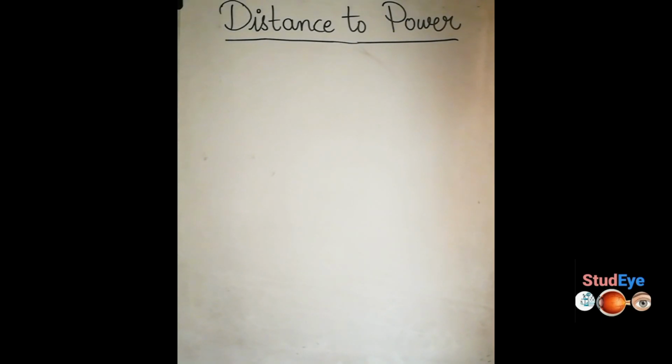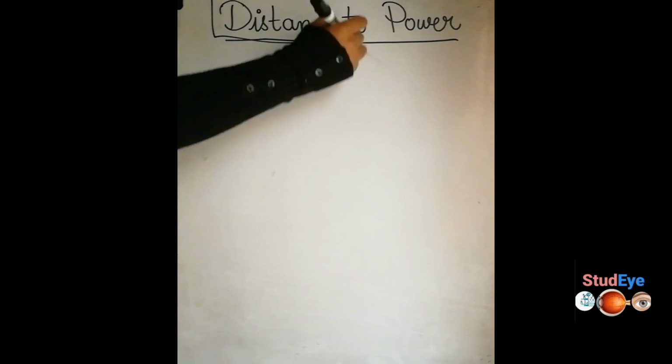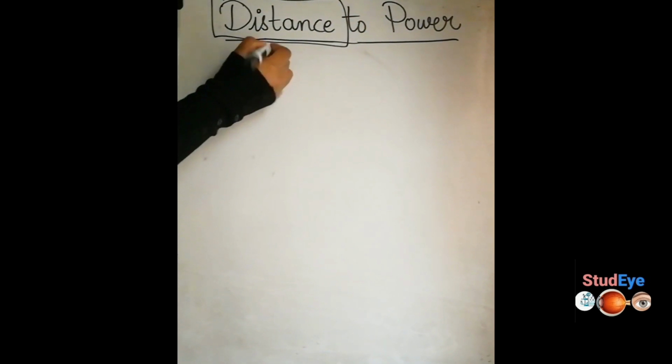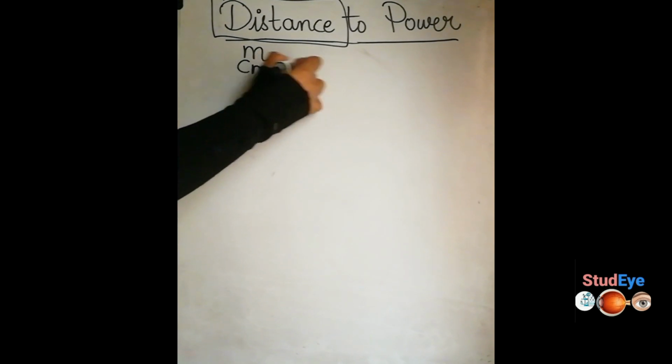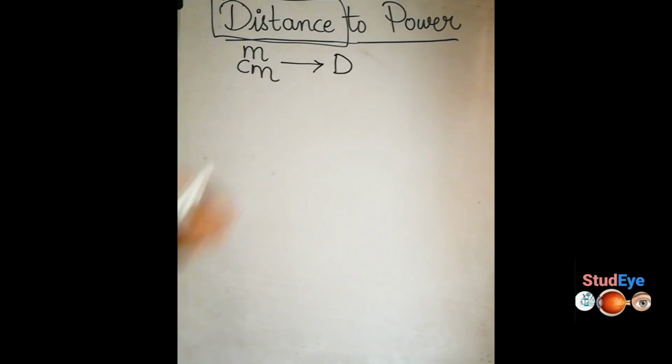Today we are going to discuss how we can calculate power from the distance, right? If we are only given the distance, how can we calculate the power? Remember this: distance can be in meters or centimeters, and we have to convert this distance into the dioptric value, which is basically the power. And why do we require this, what is the need of doing this?